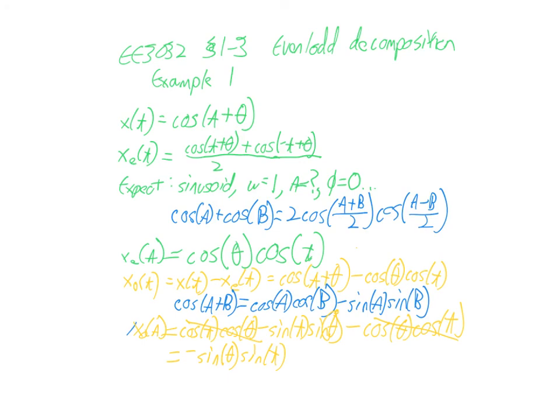Now, to help you visualize what's going on here, breaking this cosine down into its two parts, I'm going to also post a MATLAB script that you can run and you can put values in for frequency and theta and so on and see what happens. There is one more example that follows this one, showing another even odd decomposition.